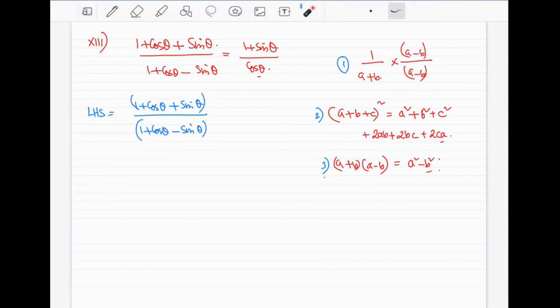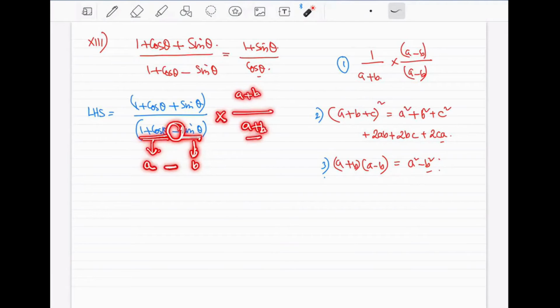The trick is we will combine these two. This one will be taken alone, the lone term. These two will be taken together. This sine theta will be taken as the sole term. So this we will treat as A, this we will treat as B. What's the sign in between? There is a minus sign, right? So that means I have to multiply by A plus B in the numerator, A plus B in the denominator.